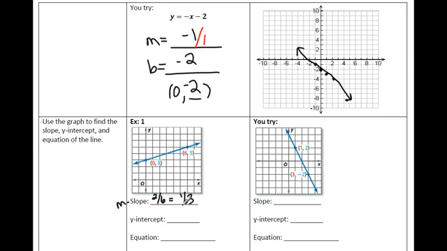If that is correct, then if I rise and run 1 and 3, I should land on the line. So let's see how I do. Rise 1, run 3. There it is, point on the line. Perfect.